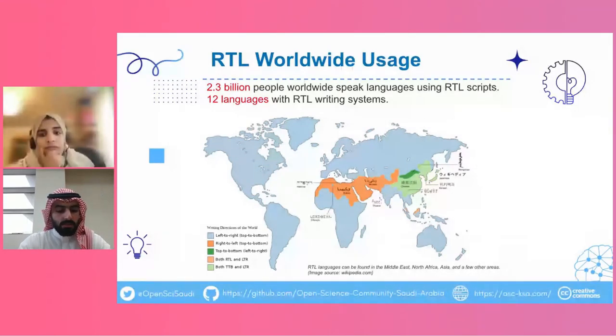The second one is Urdu, the official language in Pakistan and India, with more than 100 million speakers. The third one, Hebrew, the official language in Israel, with around 10 million speakers.